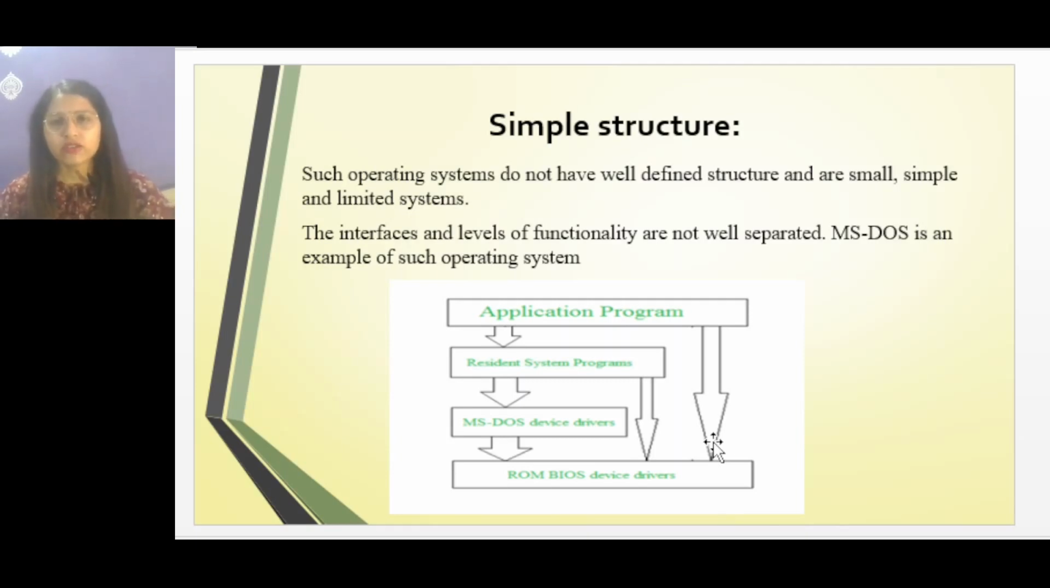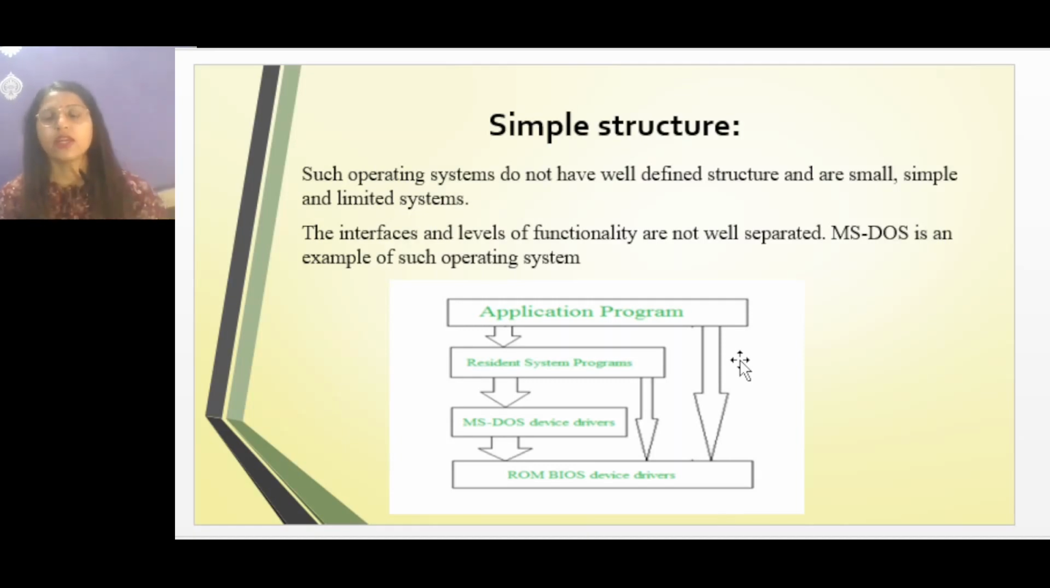So what are the advantages of the simple structure? The main advantage is that it delivers better application performance because of few interfaces. The interfaces are very few, so it is going to deliver better performance. And as you can see, the kernel can be easily developed for such kind of operating system. And what is the major disadvantage? If any of these application programs or any of these resident system programs fails, your entire system can crash, your entire system can come down.